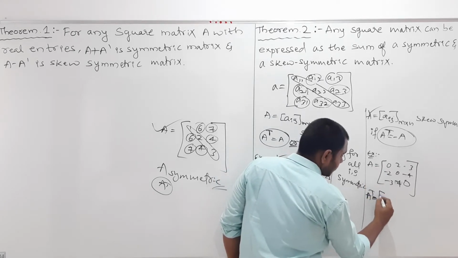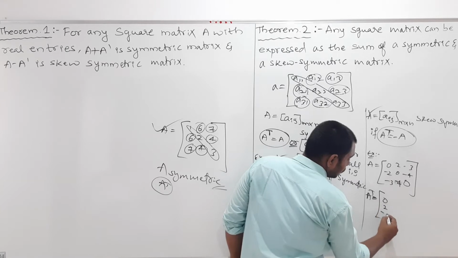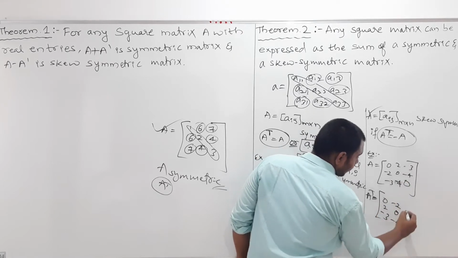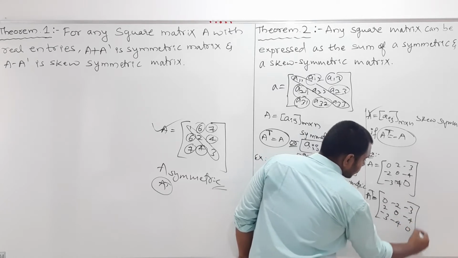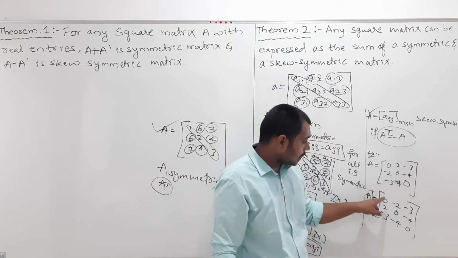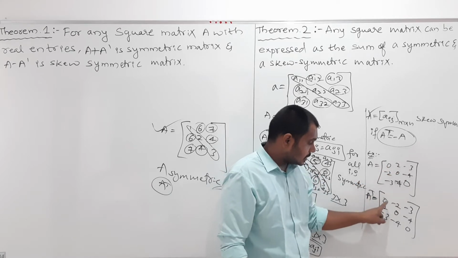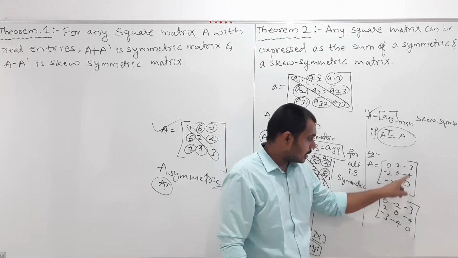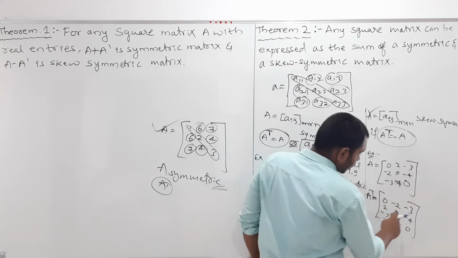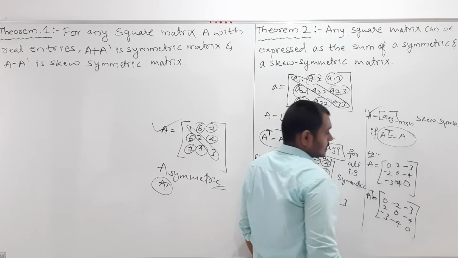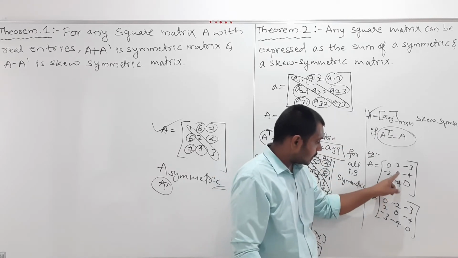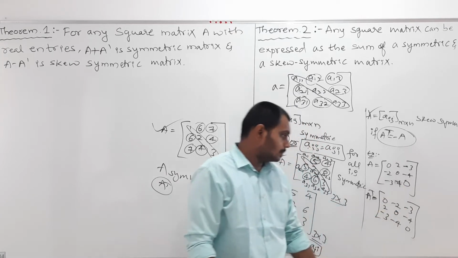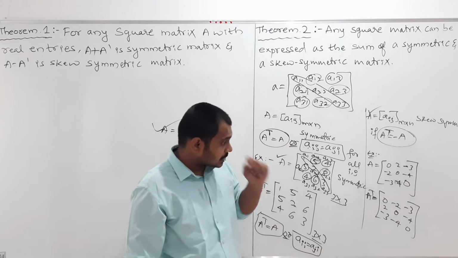A transpose is equal to the matrix 0, 2, minus 3; minus 2, 0, minus 4; minus 3, minus 4, 0. Here 0, 2, minus 3 is there, but here it is 0, minus 2, minus 3. Here it was plus 2, here it is minus 2. Here it is minus 3, here it is minus 3. Here it is minus 2. Here it is 0, here it is minus 4. Minus 3, minus 4, here it is 0. Clear, my dear students?